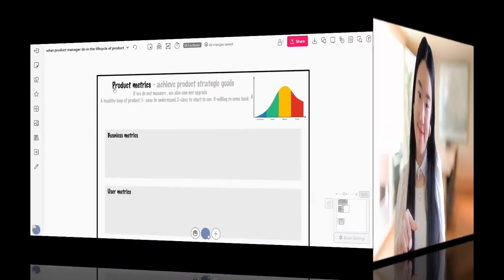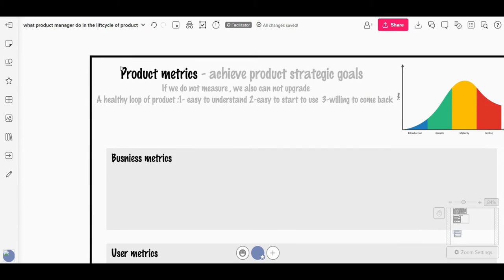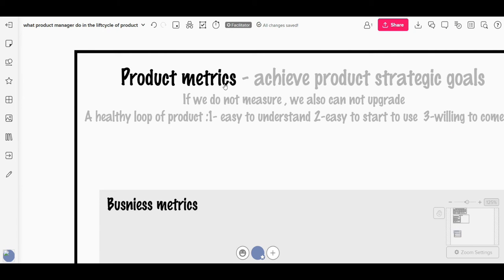As a product manager, it is very important to measure the health of the product. If we don't measure, the product cannot upgrade. This video will talk about product metrics. Every product manager needs to know what product metrics are and how to use them.